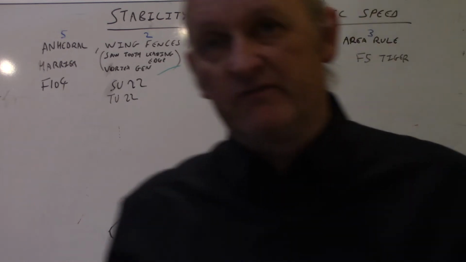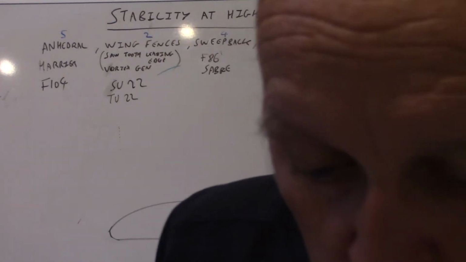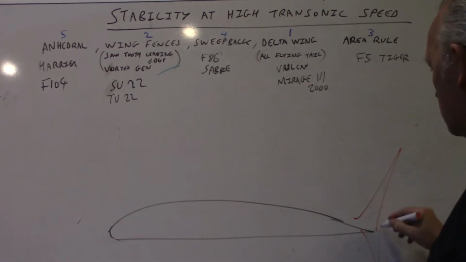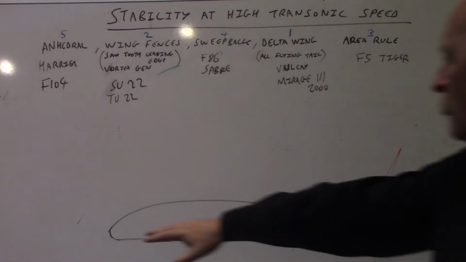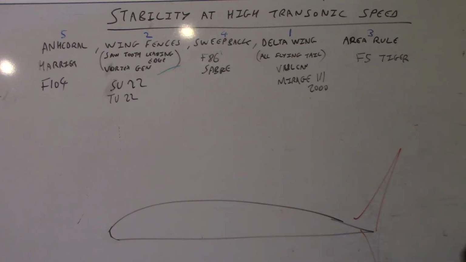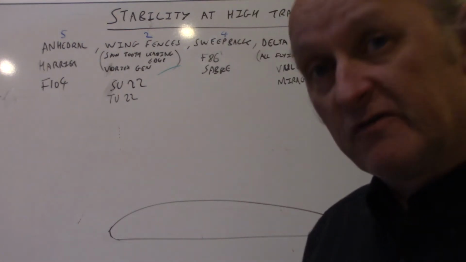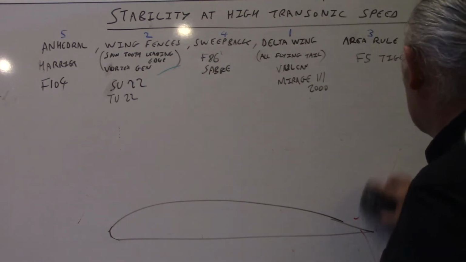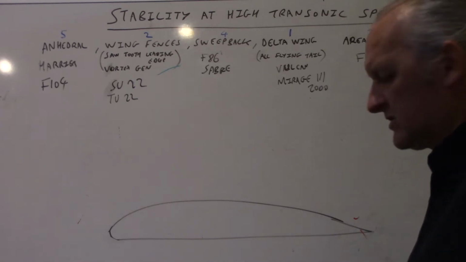Once the aircraft is in full supersonic flow and the shock wave is attached to the back of the airfoil, this whole wing is in smooth laminar flow in the supersonic condition, and your stability problems have largely gone away. You're back to normal balance and things like that.